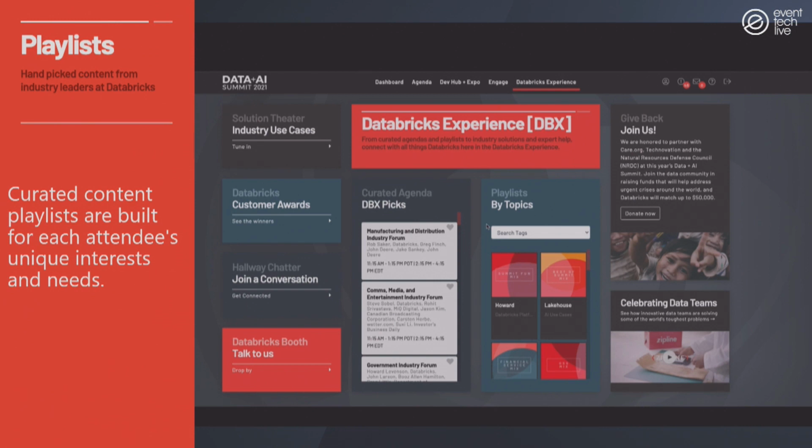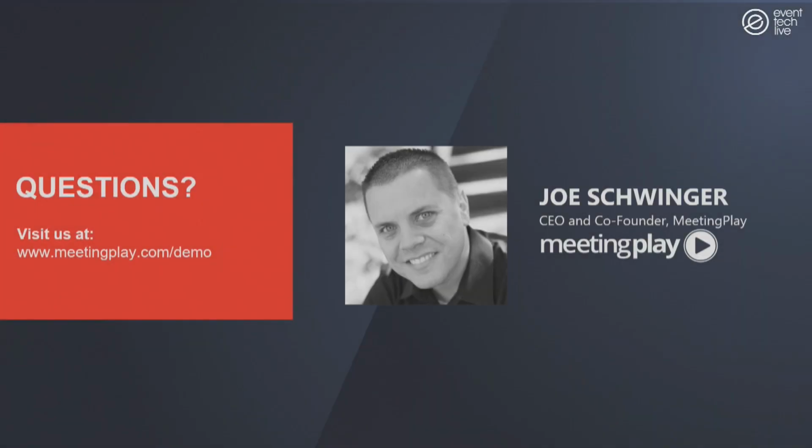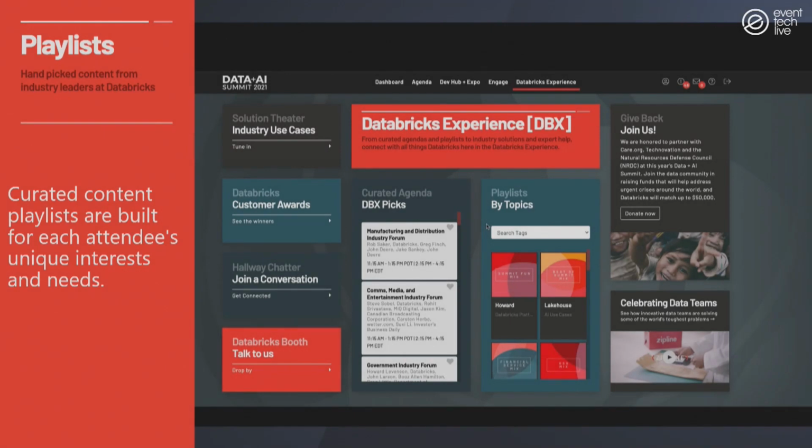Certainly you have an agenda, and you can filter that agenda by tags and by tracks. But remember what I said in the beginning of the conversation, we're looking to bring more authentic, more user-generated interaction. So playlists are actually generated by users. Okay, let me go back, sorry about that. Playlists are actually created by other users.